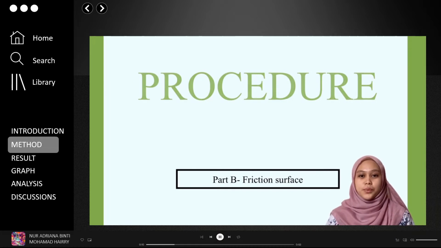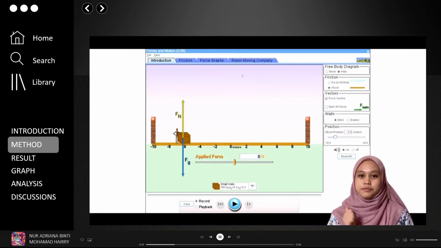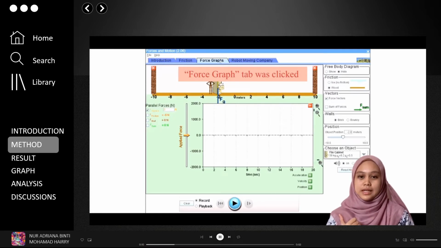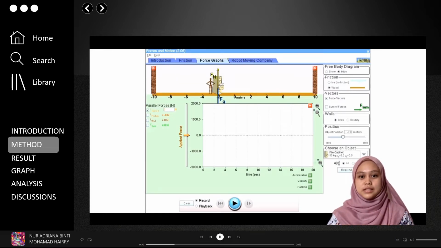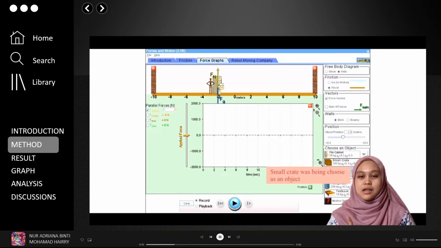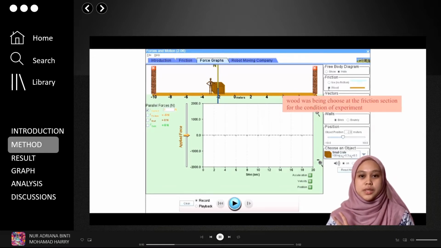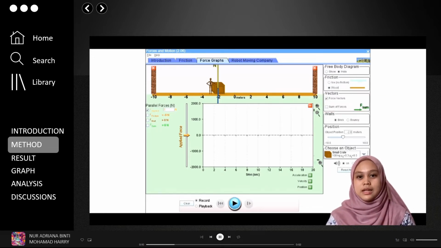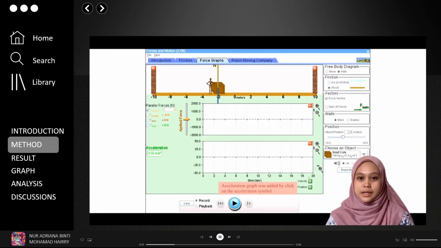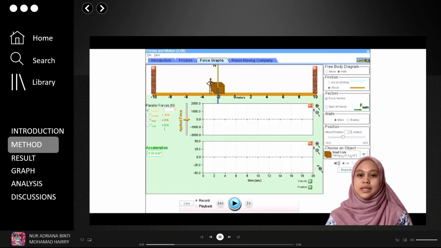So the procedure for this experiment is first, the force graph was clicked. Then the parameters were adjusted. Firstly, small crate was chosen as the object. Second, wood was chosen at the friction section for the condition of the experiment, which has friction. Lastly, the acceleration graph was added by clicking on the acceleration symbol as shown. We will begin the experiment by adjusting the force.